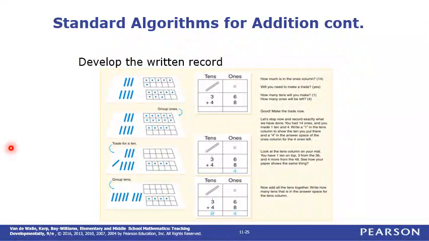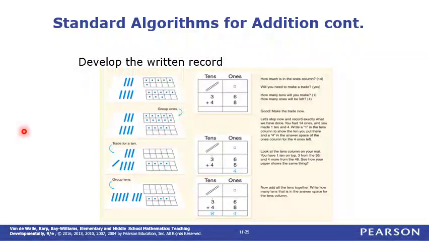So now on to the standard algorithms. A way to transition your students to these is to encourage them to record their process, not only as they model with base 10 math, but also as they think through these invented strategies. And as you have your students model and record the process, you can help them through these guided questions, which you see here on the screen. And this really does help them transition from the invented strategy to the standard algorithm.